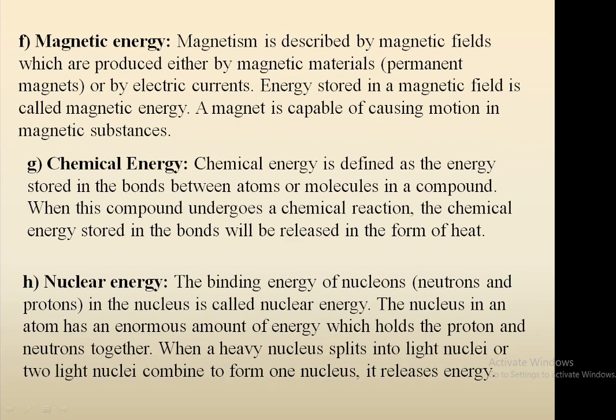Here the magnetism is described by the magnetic field, which is produced either by the magnetic material or by the electric current. Magnetic material means the permanent magnet. Here the energy stored in the magnetic field is called the magnetic energy. A magnet is capable of causing motion in magnetic substances; materials like iron, cobalt, nickel are examples of the magnetic substances.